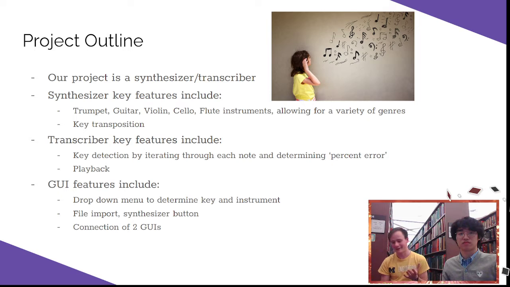The transcriber's key features: it can detect the key basically by calculating the percent error when it comes to the percentage of how often each note occurs in the song compared to a database. Yeah, the key distribution. And then it can play back this song also.